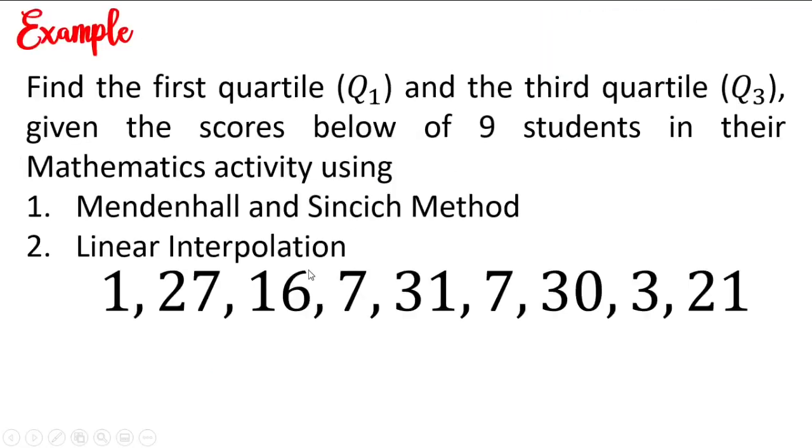Now, next, another example. Find the first quartile and the third quartile given the scores below of 9 students in their mathematics activity. The first one is using the Mendenhall and Sinsich method. The second one is using linear interpolation. The distribution is 1, 27, 16, 7, 31, 7, 30, 3, and 21.